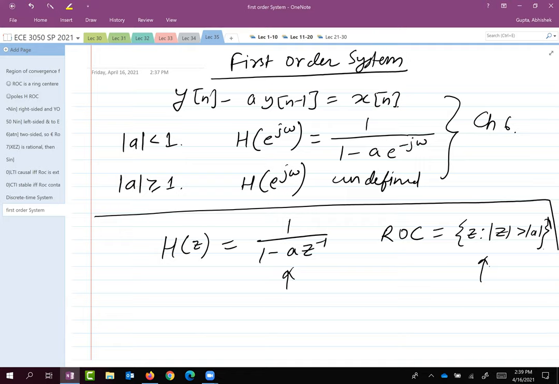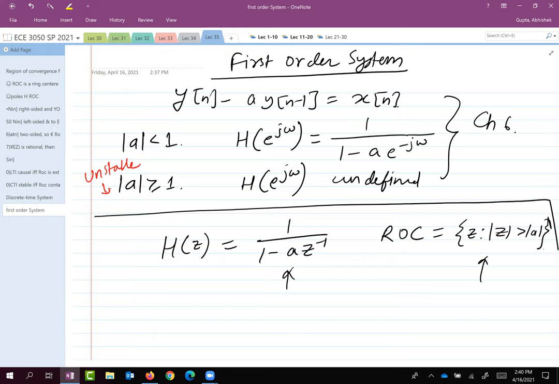Now it doesn't matter what value of a I pick. If it is less than 1, greater than 1, it doesn't matter to me. This is the unstable system, by the way. When a is greater than or equal to 1, this is unstable. But in the context of the Z transform, I don't care. It could be an unstable system, it could be a stable system. I just have to worry about the region of convergence. As long as the region of convergence is not empty, I can study an unstable system. It's not a problem within the Z transform framework.